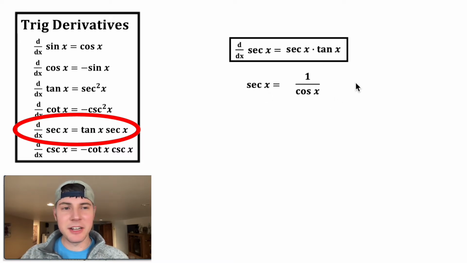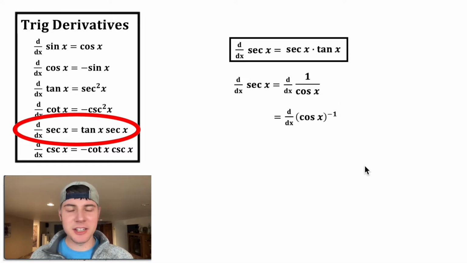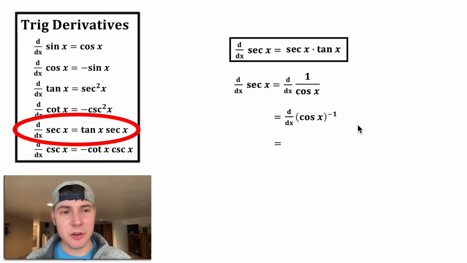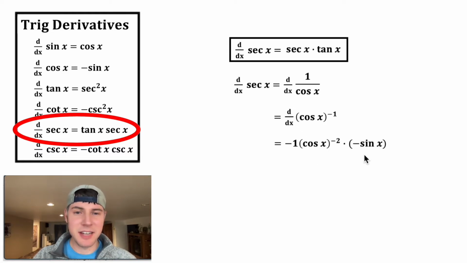Secant of x is defined as 1 over cosine of x. So we're going to take the derivative of that. I'm going to rewrite this 1 over cosine x as cosine x to the negative 1. And now we can take this derivative using the power rule and the chain rule. I'm going to copy down the cosine x, bring this negative 1 in front, and then do negative 1 minus 1 to give me negative 2. Then because of chain rule, I'm going to multiply that by the derivative of cosine of x, and derivative of cosine of x is negative sine of x.